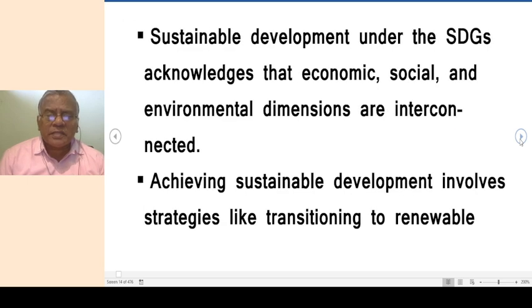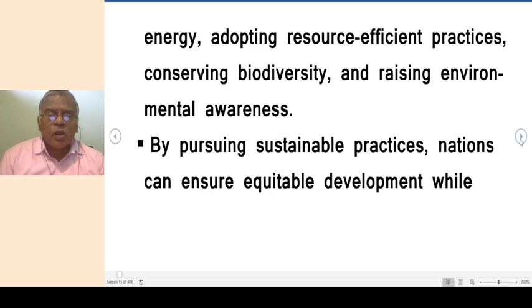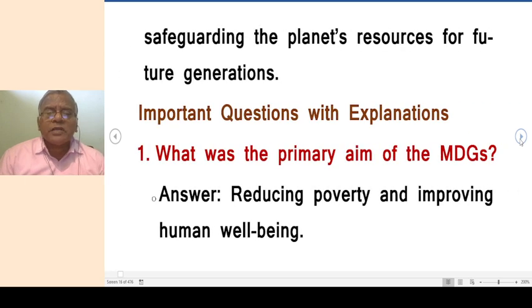Sustainable development under the Sustainable Development Goals, SDGs, acknowledges that economic, social and environmental dimensions are interconnected. Achieving sustainable development involves strategies like transitioning to renewable energy, adopting resource-efficient practices, conserving biodiversity, and raising environmental awareness. By pursuing sustainable practices, nations can ensure equitable development while safeguarding the planet's resources for future generations.